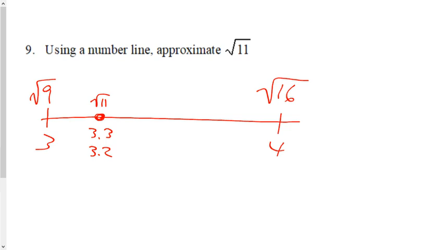1 point for the number line with the proper benchmarks at the end, so they need to have these. And 1 point for the approximation. I'll even accept 3.4 if they had it. 3.2, 3.3, 3.4. If they had 3.1, not right. One of those answers is fine. That's worth 2 points as well.